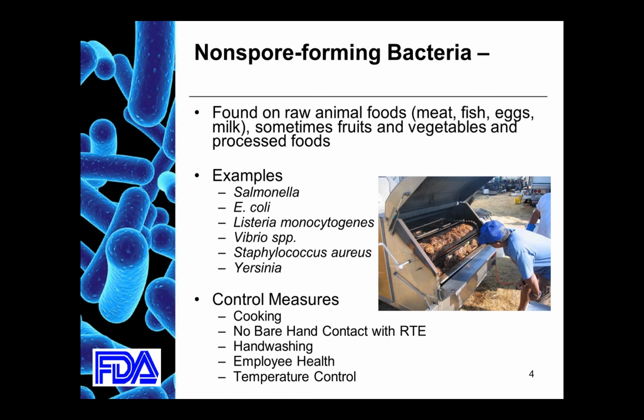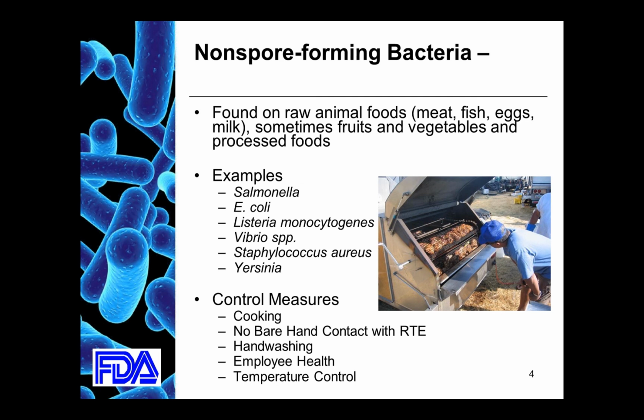The control measures are pretty straightforward, though. Cooking, right? Our animal foods, we want to cook those so that we can eliminate these bugs. People can carry them, so having no bare hand contact or hand washing and not having sick employees work, in case they are carrying them, is important. And of course, all the temperature controls for either keeping foods cold or keeping foods hot, so that if any of these organisms are present, they don't grow to higher numbers. That's what those holding hot or holding cold really prevents.